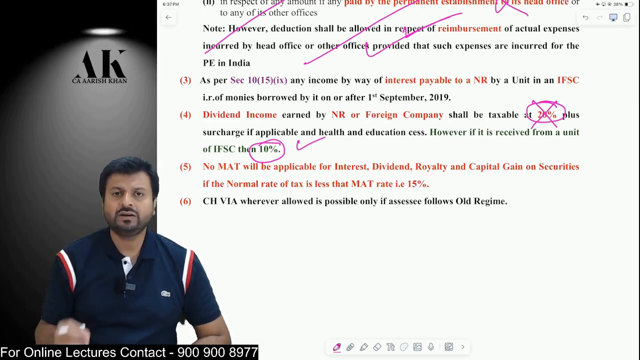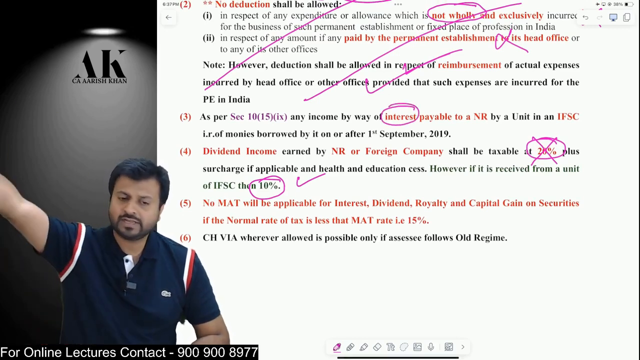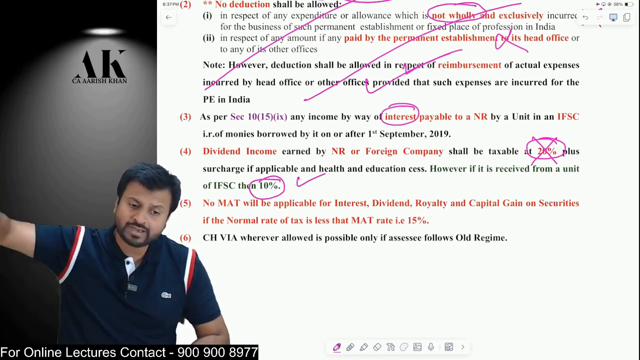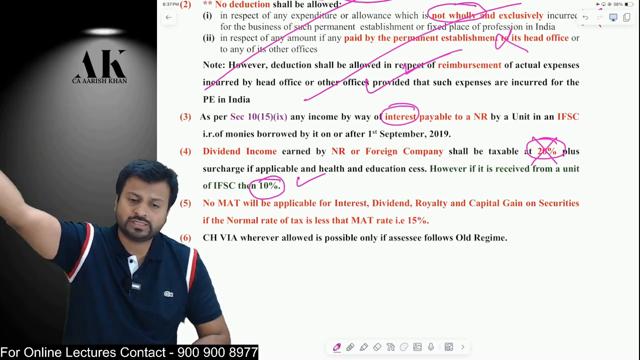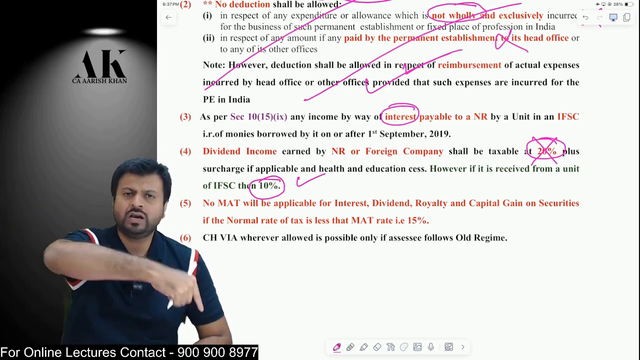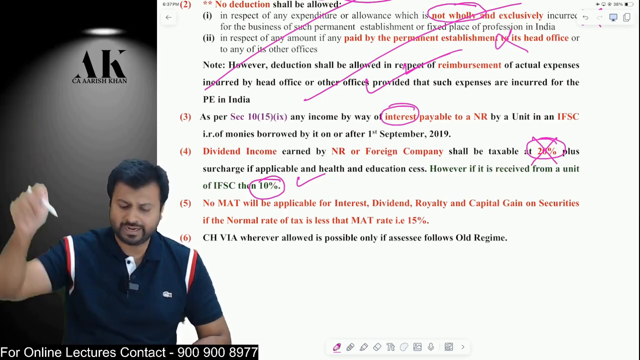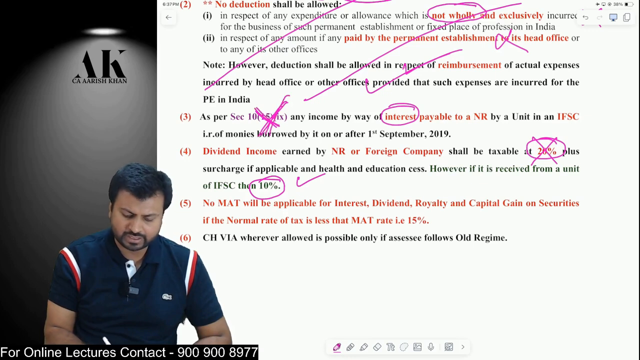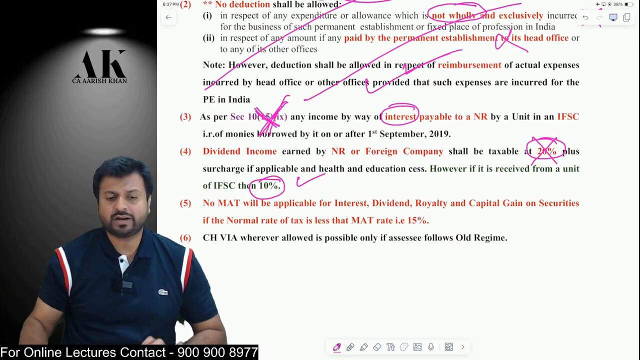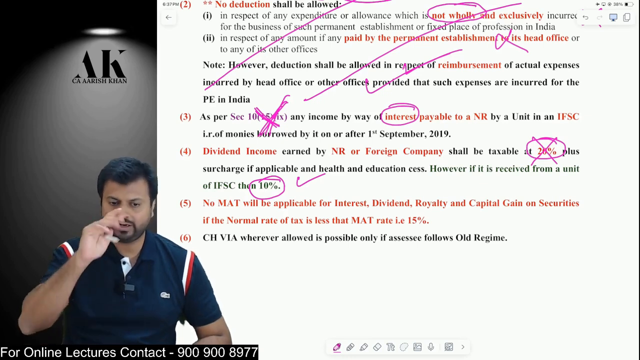Okay. One more thing, one very good exemption given for interest. Suppose there is a non-resident outside India which is giving a loan to a unit of IFSC, and the unit of IFSC is paying interest to them, and the loan is given on or after 1st September 2019. So if the non-resident or foreign company is giving a loan on or after 1st September 2019 to an IFSC unit and in return they are earning some interest, then that interest is fully exempt under section 10(15). Forget about 20%, 5%, 4%, 9%. It is fully exempt under income tax law. There is no tax which will be chargeable on that particular interest. I hope it is clear to all of you.